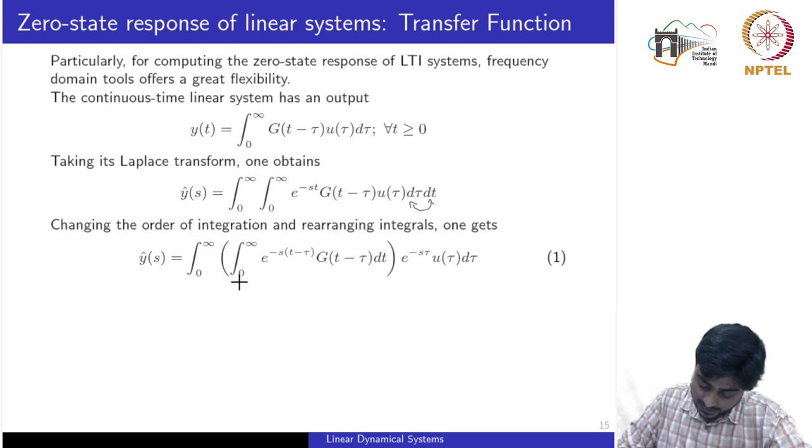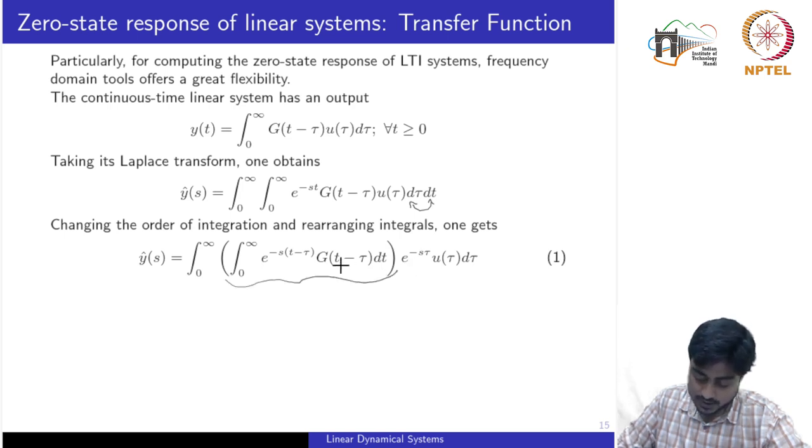So we club these terms, e to the power minus s(t minus tau). In the above equation we had e to the power minus st. Since we have introduced e to the power s tau here, we need to cancel it out by e to the power minus s tau. So we club these two terms into one, and these two terms into one. Now if we pay a bit of close attention to the inner integral, this defines basically the Laplace transform.